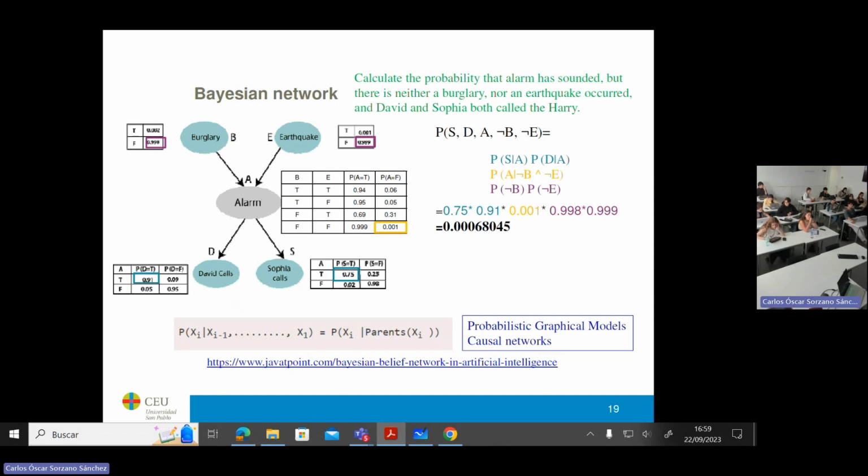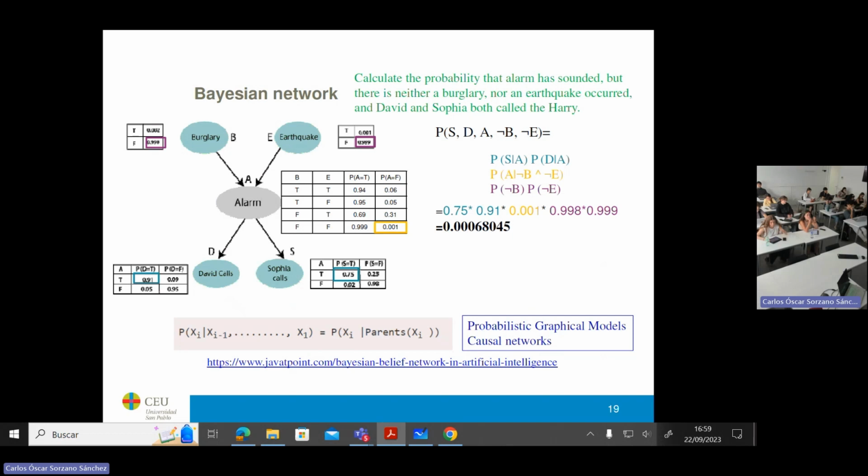Now we can make this kind of calculations. Okay, so what is the probability that the alarm has sounded, but there is not a burglary, not an earthquake, and David and Sophia both call us? Okay, so let's see. This is our probability that we want to compute. So Sophia called, David called, the alarm sounded, but there was no burglary, no earthquake. Okay, so we can decompose this probability, that is a joint probability of 5 variables. We can decompose it into pieces thanks to the model.